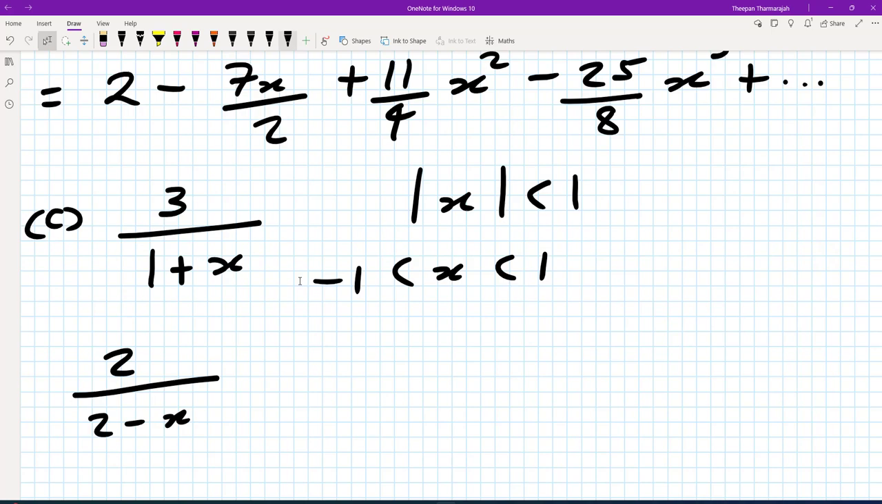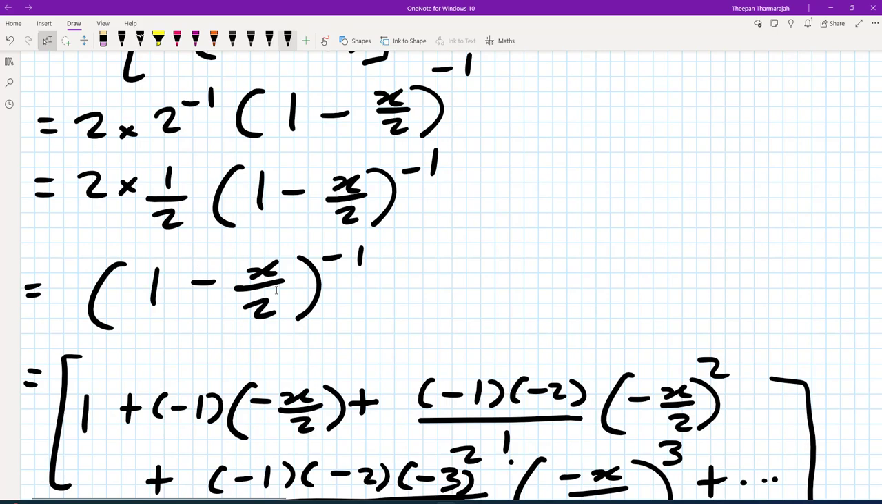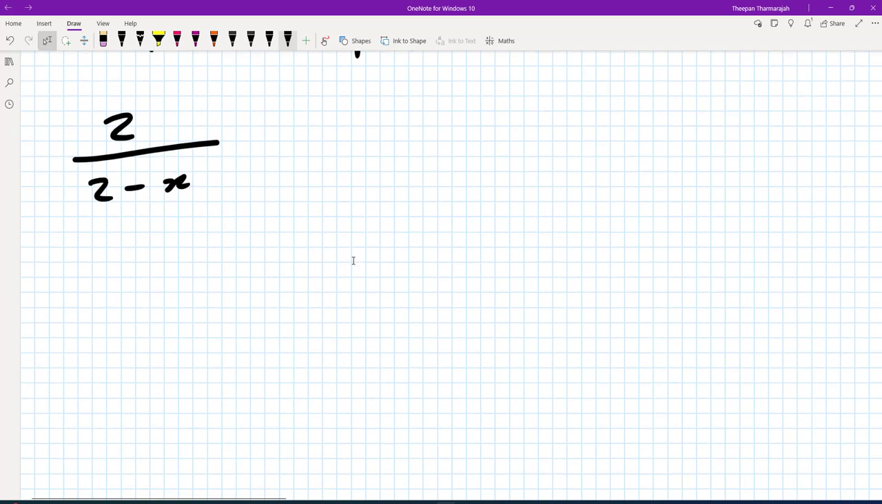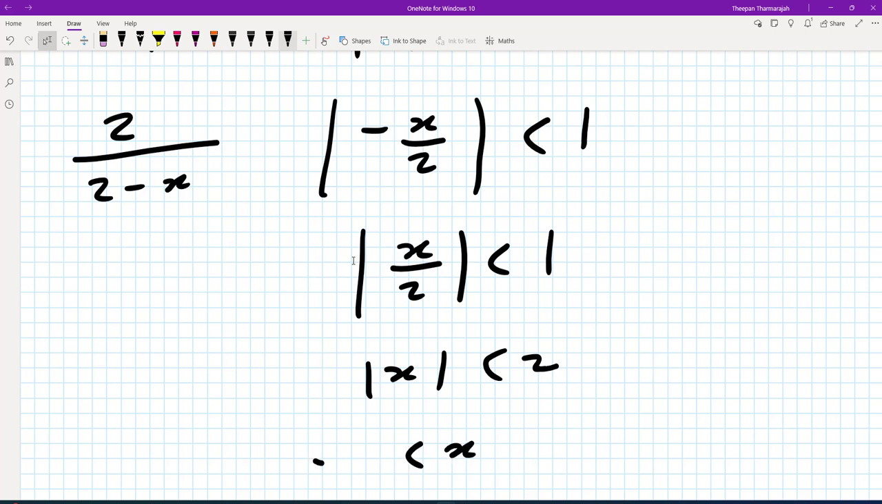Now because we wrote it as 1 minus x over 2 raised to the power of minus 1, we take the minus x over 2 out. So it will be the minus of x over 2 is less than 1. In other words, mod x over 2 is less than 1. Cross multiply here, so mod x is less than 2. So in other words, we can say x is greater than minus 2 but less than 2.